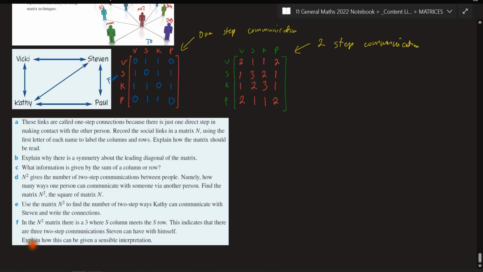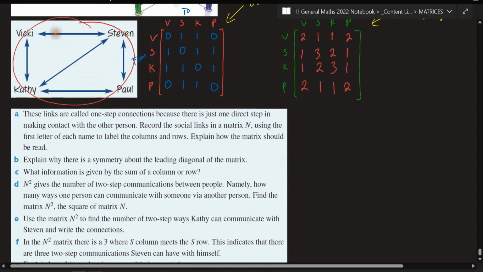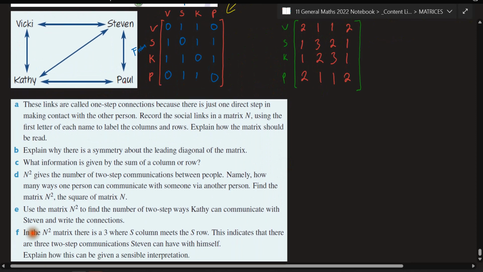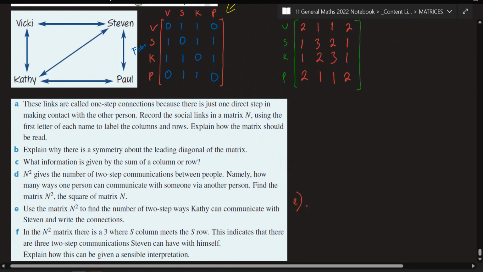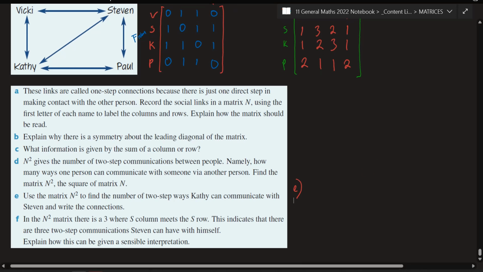Okay, so looking at the diagram over here, let's write down the connections from Kathy to Stephen. So let's write E here. So Kathy to Stephen, there's two there. Can anyone tell me one of the connections from Kathy to Stephen? Or what's one of the two-step connections that they have? Yep. Kathy, Paul, Stephen. So you would write K to P to S. Okay, that's one of them.